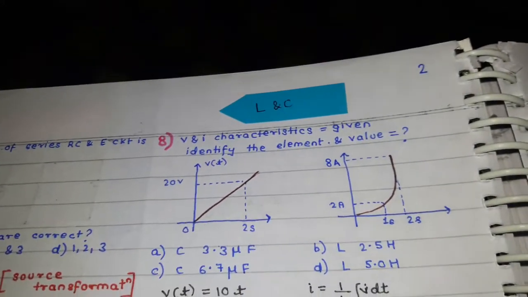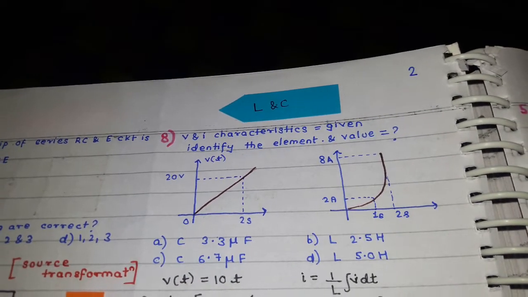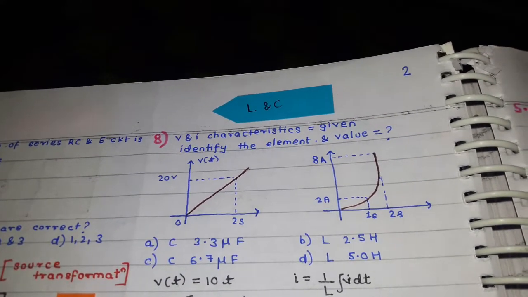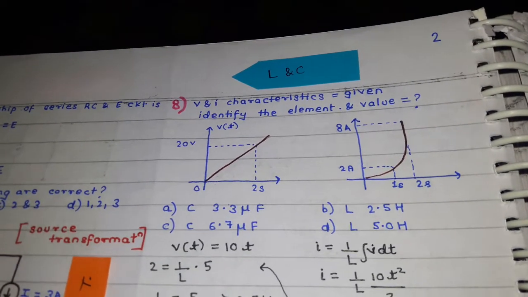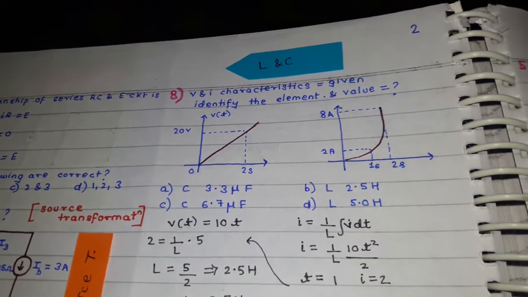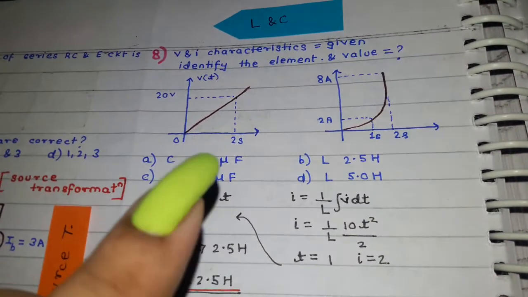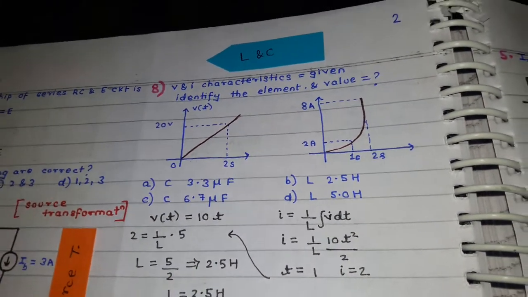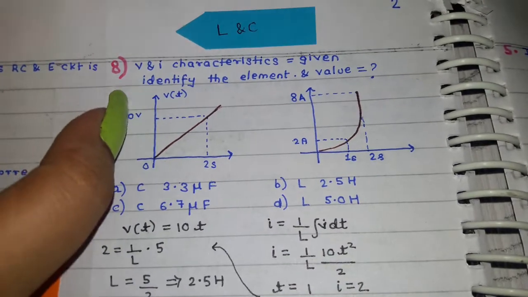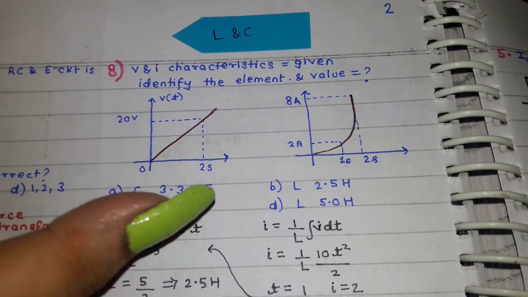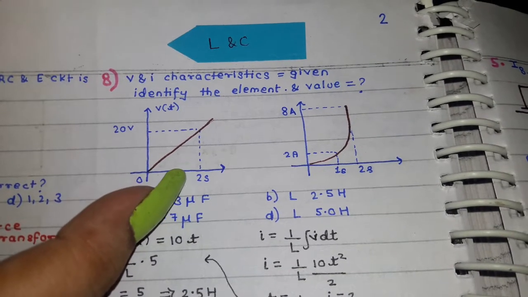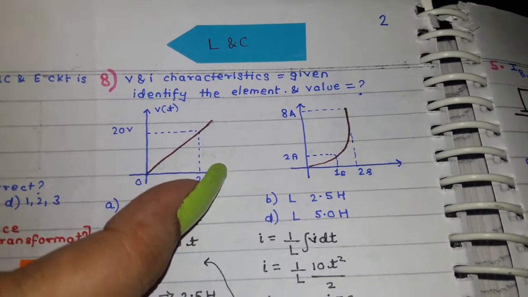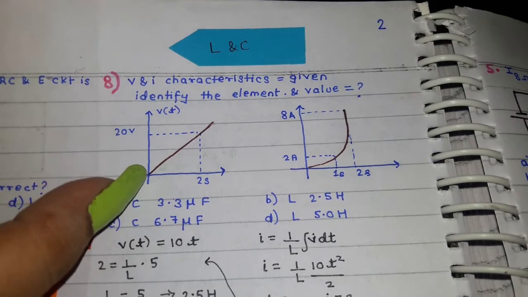Now this question is regarding LC circuits, and I have not completed the notes regarding series, parallel, RC, RL circuits. So when I complete those notes, I will once again move to these questions and explain them in detail. But for the time being, the question is, the VI characteristics are given and you need to identify whether the element is a capacitor or an inductor, and the value of the same.